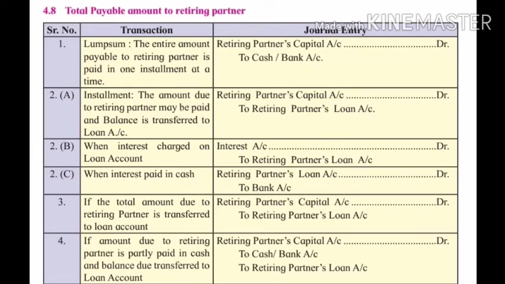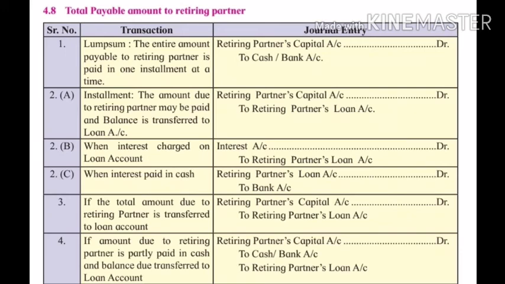That means until and unless we have paid the amount of the retiring partner, he never is removed from the business. He will remain in the business, but as a liability holder. Understood? As a liability holder, that means we have taken a loan from him or her. Okay, because we have that amount we have to pay to the retiring partner. That is called installment.